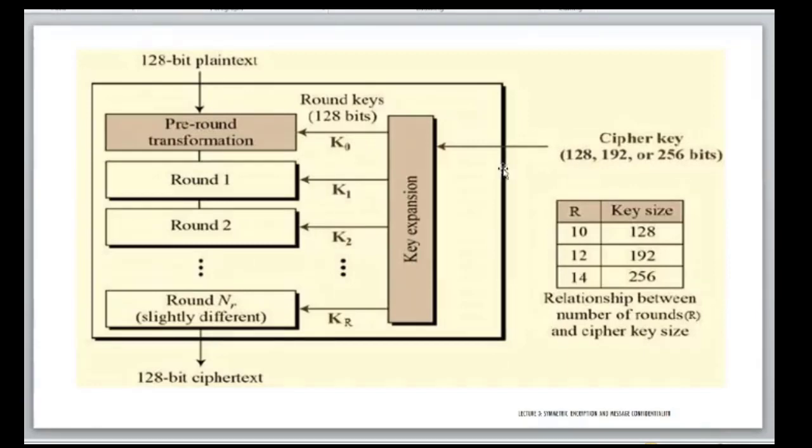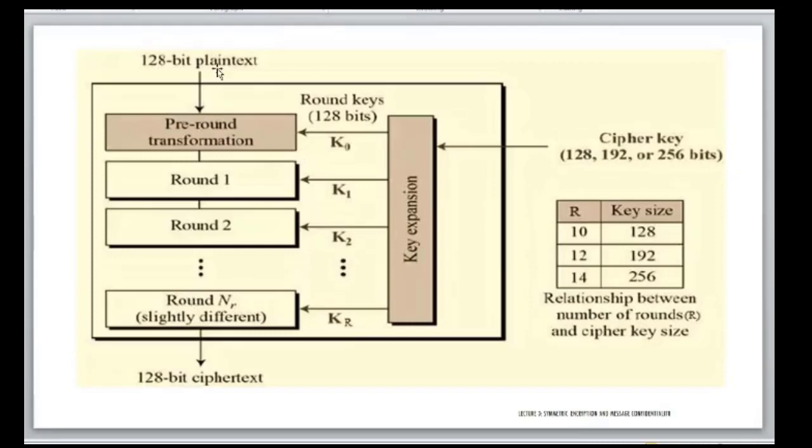Then this will expand. We already studied what expansion is. Expansion means 128 will be converted into 192, and 192 will be converted into 256. So you have an expansion box. The expansion will make the key, depending upon the rounds.